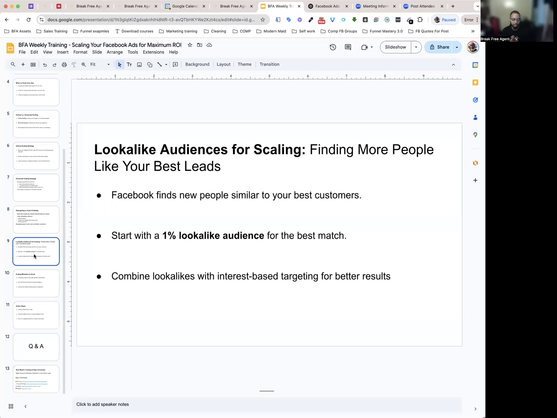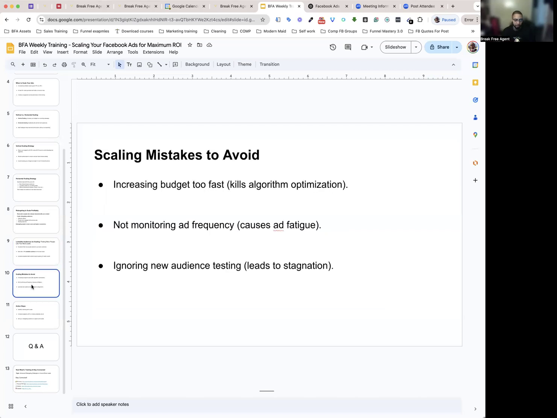And then combine a lookalike audience with interest-based targeting for best results. So you can kind of test them back and forth. You can have your lookalike audience here, and then your interest-based targeting audience here, and you can test multiple different ads simultaneously with your winning ad. All this testing is done with the ad that's already working. So you're going to get results right out the gate.